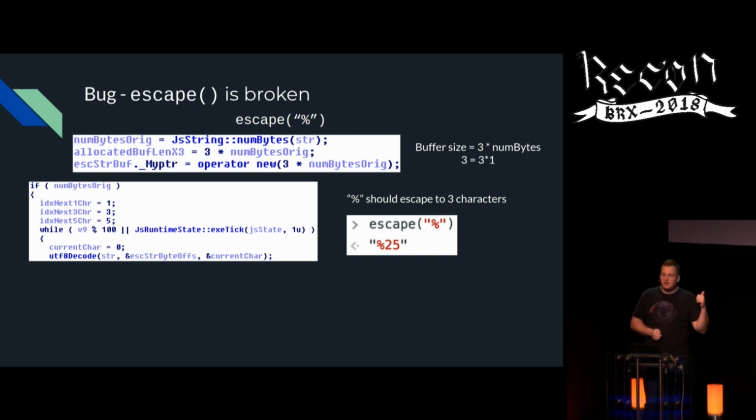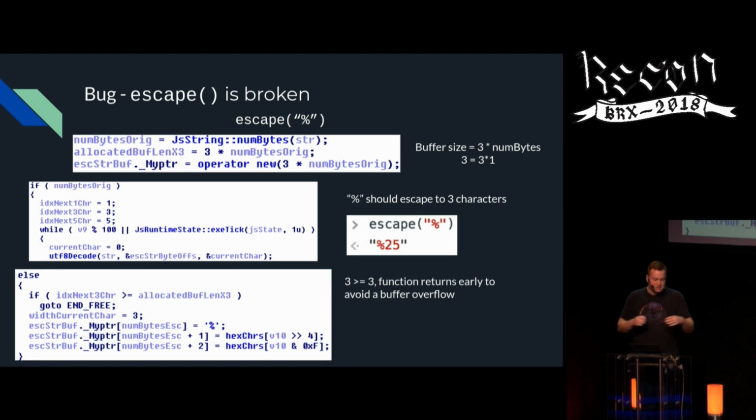And what they do in Defender is they store an index where, if they escape the current character, the next character will go there. So if they escape the first character, or the 0th character in the string, the next character will go at index 3 in this new char array. And then they have a check that says if the index of the next character is greater than or equal to the size of the buffer they've allocated, they're going to stop, because this would be an overflow.